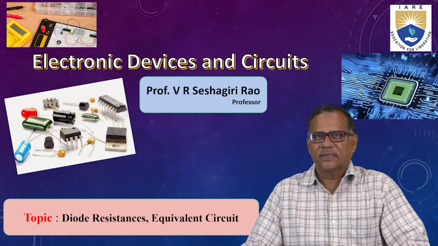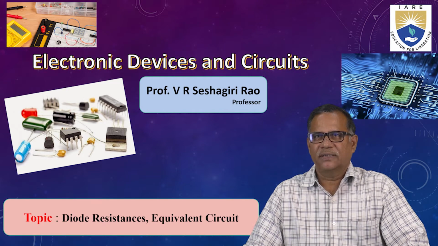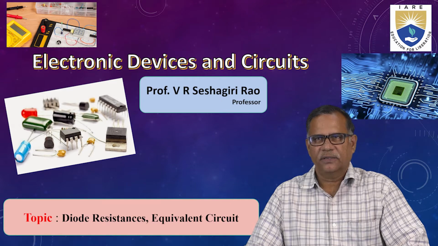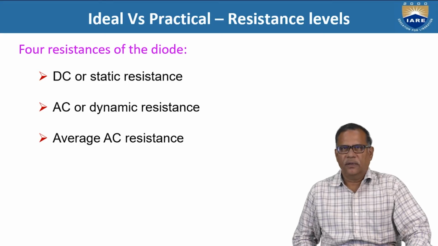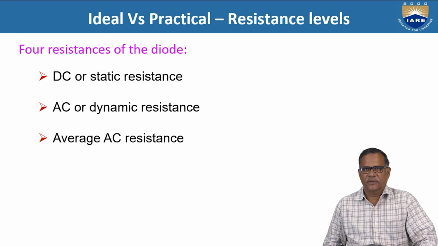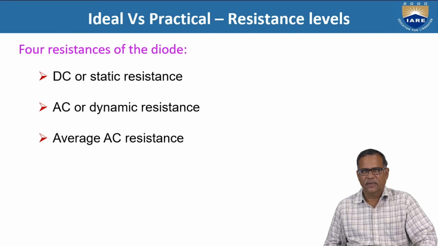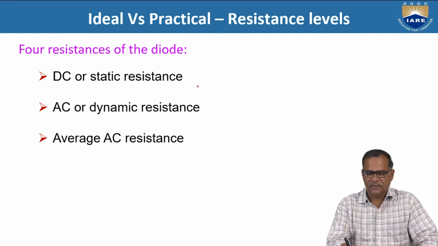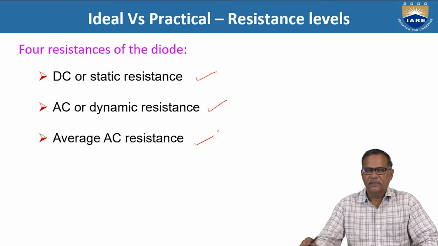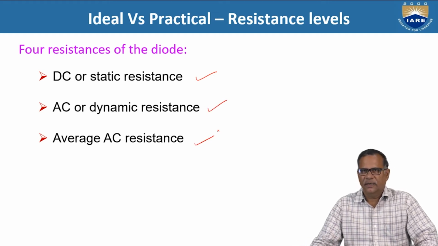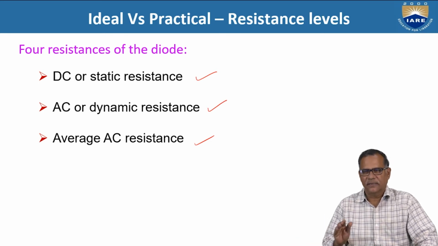Today I am going to discuss the diode resistances and the equivalent circuit. There are three categories of resistances of the diode: DC or static resistance, AC or dynamic resistance, and average AC resistance.